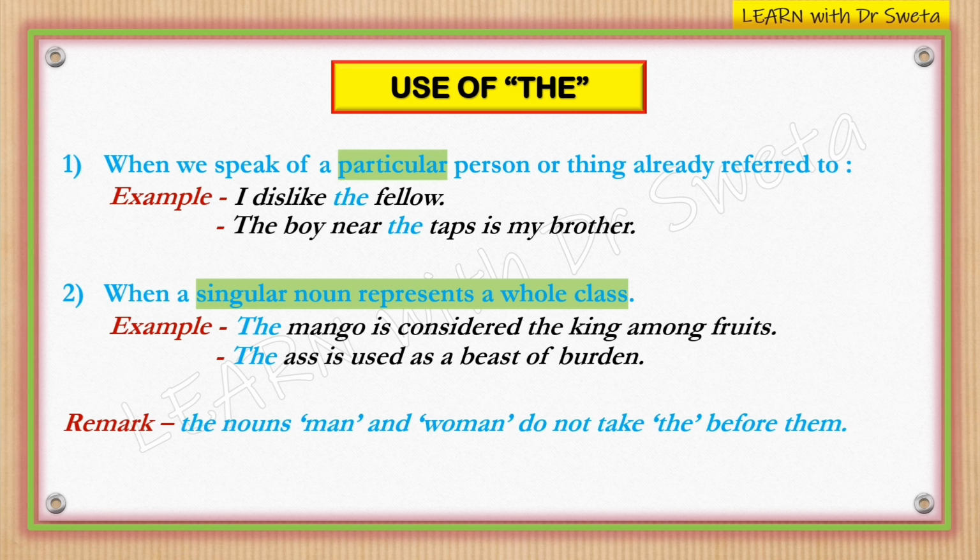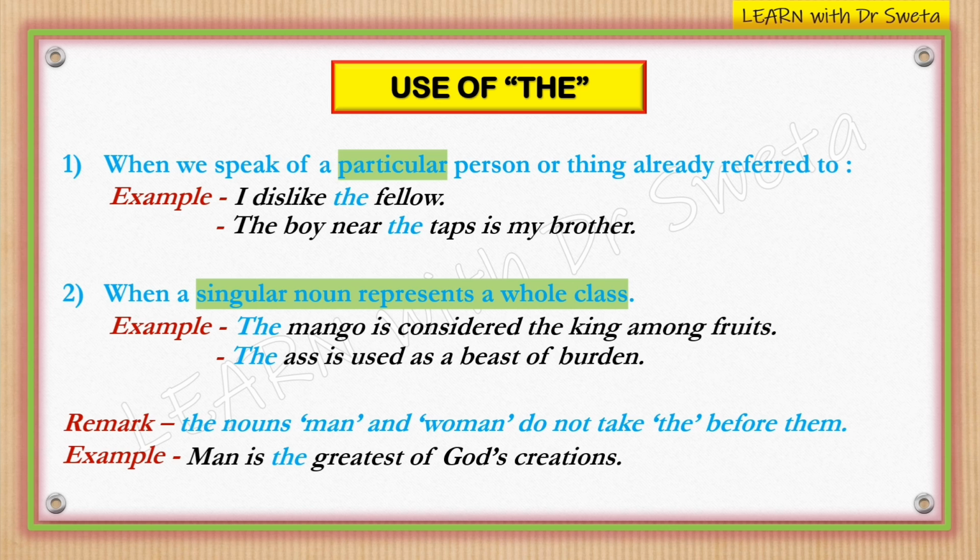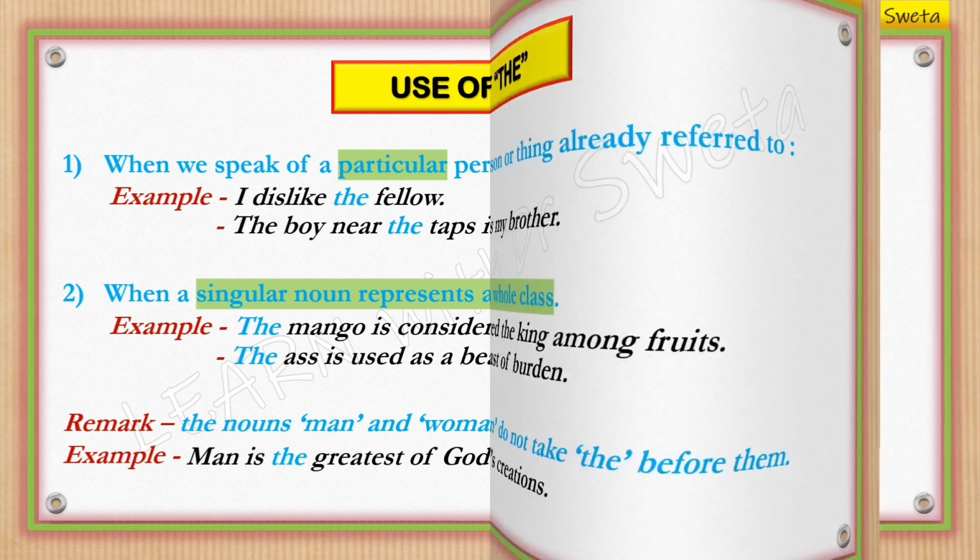One thing you should keep in mind is that the nouns man and woman do not take "the" when referring to humanity in general. For example, man is the greatest of God's creation. We do not say the man is the greatest of God's creation. We just say man is the greatest of God's creation.